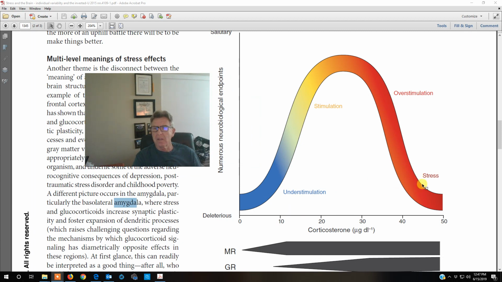He talks a little bit about the variability in stress, all right, and how if you have understimulation, that's not good. You need to have just the right amount of stimulation to induce just the right amount of growth and function, and not only your brain but all throughout your body.